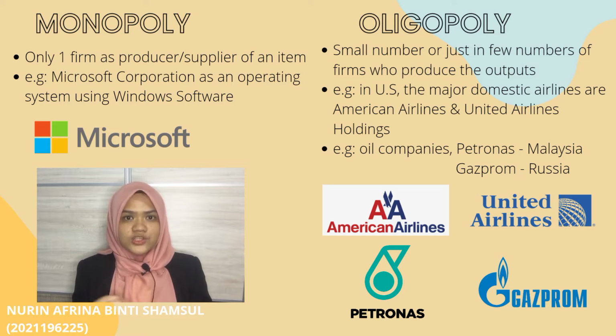For example, in the US, the major domestic airlines are American Airlines and United Airlines Holdings. Other examples are oil companies like Petronas in Malaysia and Gazprom in Russia.